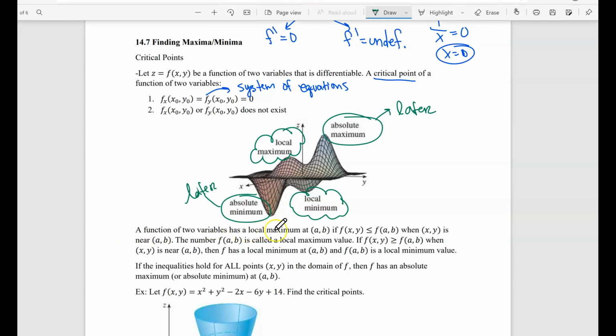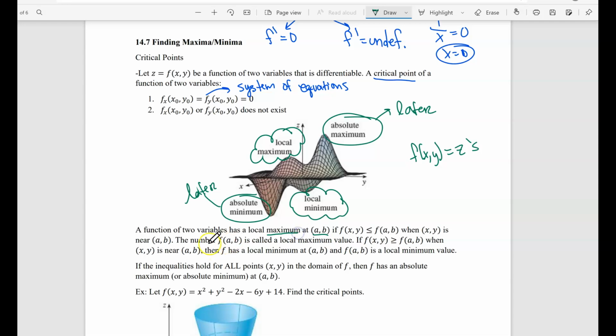So a function of two variables has a local maximum at (a, b) if f(x, y) is less than or equal to f(a, b), where (x, y) is near (a, b). So basically this (a, b) is considered to be a maximum. So remember f(x, y) is just your z's, I'm sorry, still in 3 dimensions. So basically this is saying that within a neighborhood, within some values of x and y that are near a and b, this value at (a, b) tends to be much greater than the ones that are near it, which makes it a maximum.